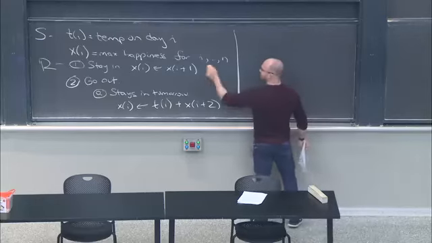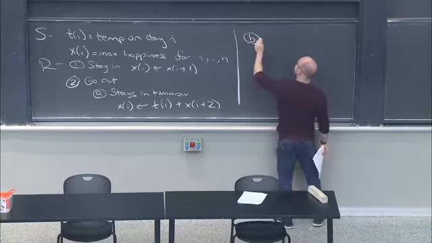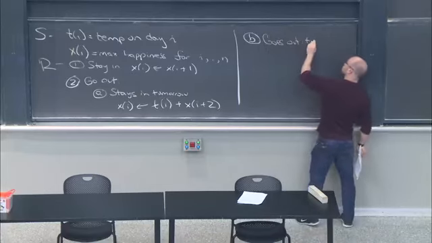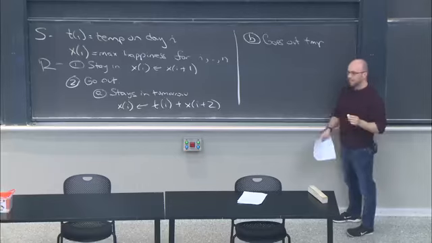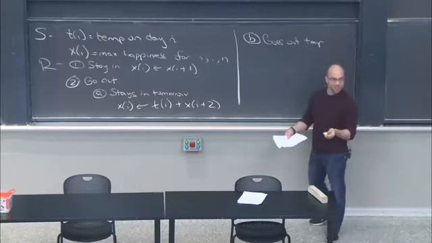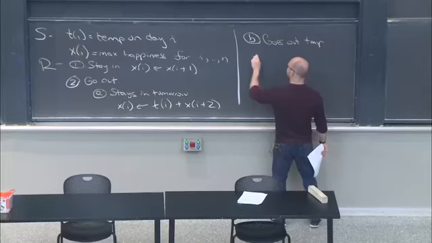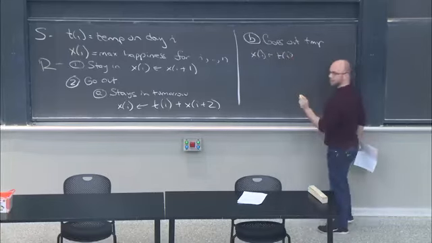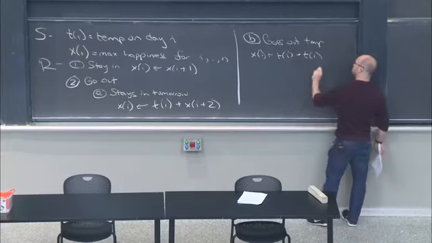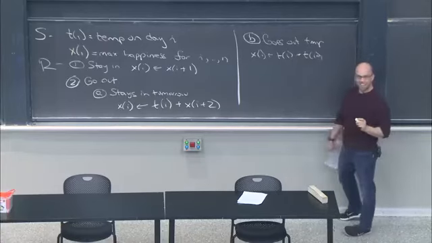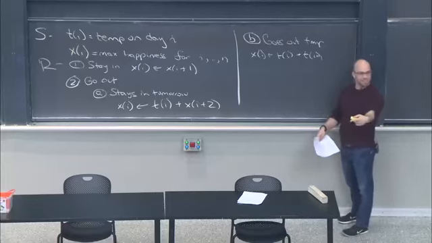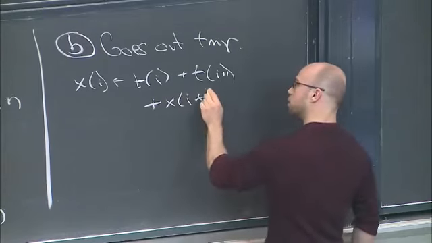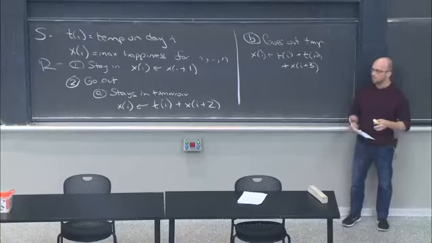Okay, so in case 2b, he goes out today and he goes out tomorrow. So he's a party animal, and he's going out a lot. In that case, what happens? He gets today's utility. He gets tomorrow's utility. The day after, he has to stay in, so we might as well skip it. And then he can do whatever he wants the day after that. Okay?